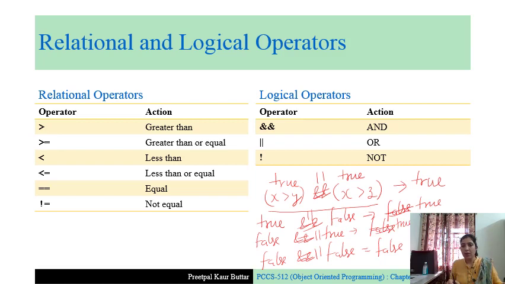And not is used for inversion. For example, x greater than y. This is the expression. The result of this expression is true, but if we apply not operator on it, the result will be false. Okay. Similarly, if the result of an expression is false and we apply a not operator on it, the result will become true.